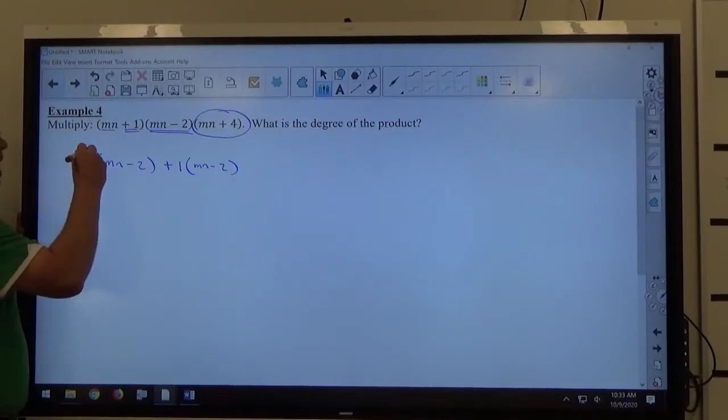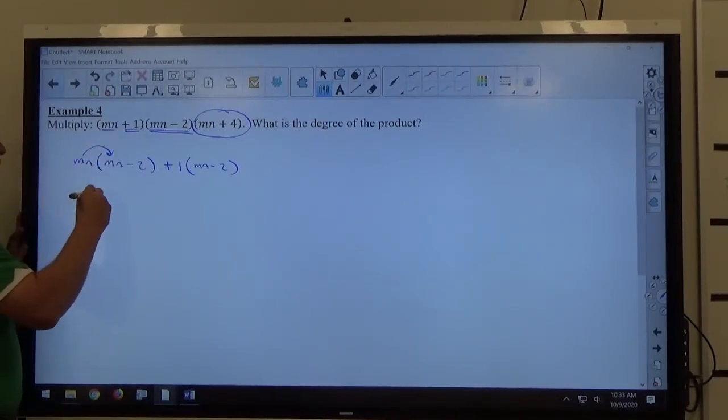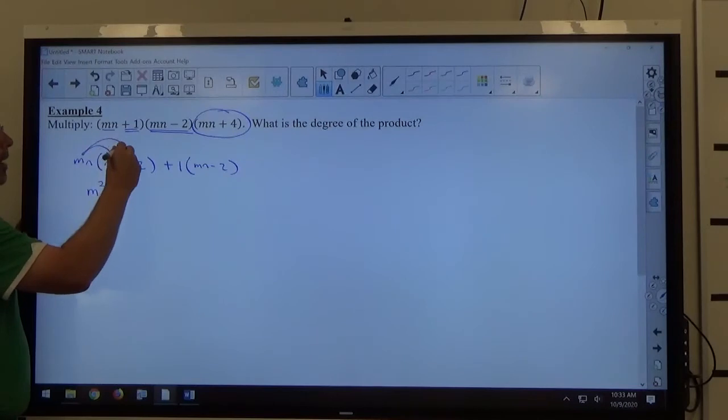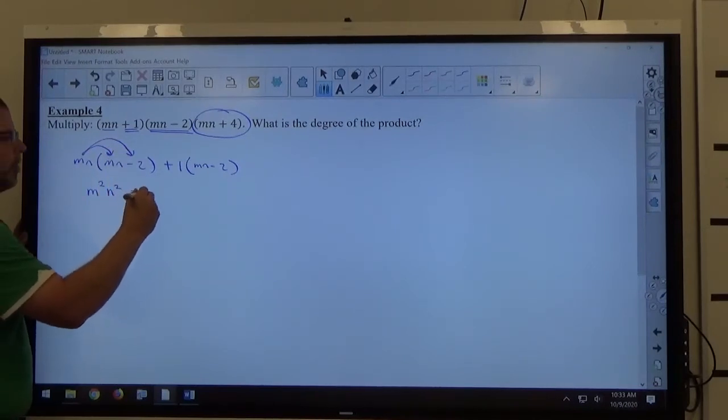And then I'm going to multiply mn times mn, which makes m squared n squared. Remember, when you're multiplying letters, the powers get added together. M and n are both to the first power there, so m to the first times m to the first makes m squared. 1 plus 1 is 2. N to the first times n to the first makes n squared because 1 plus 1 is 2. When I multiply mn times negative 2, I simply get negative 2mn.